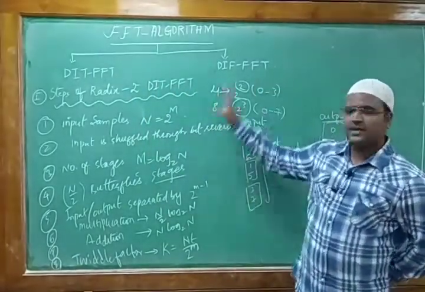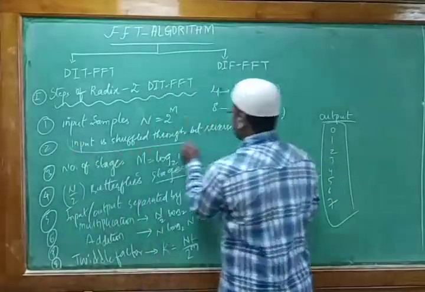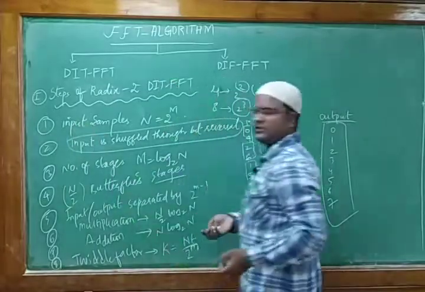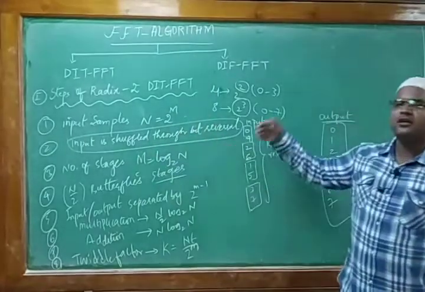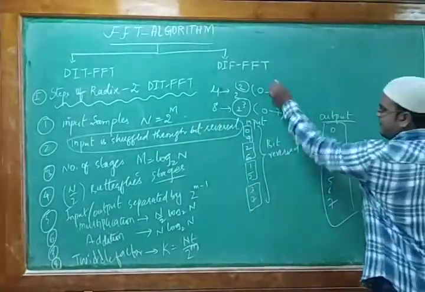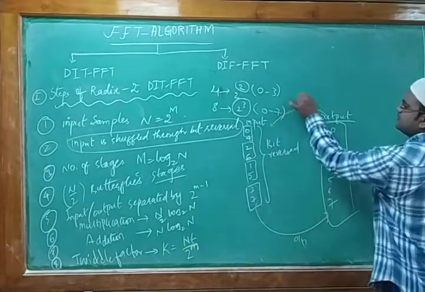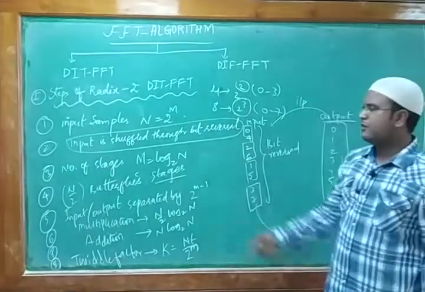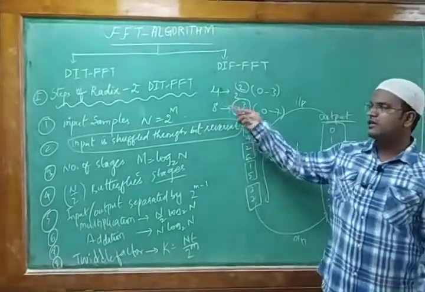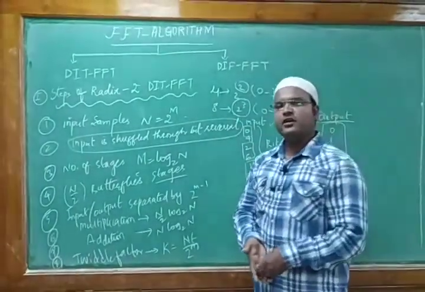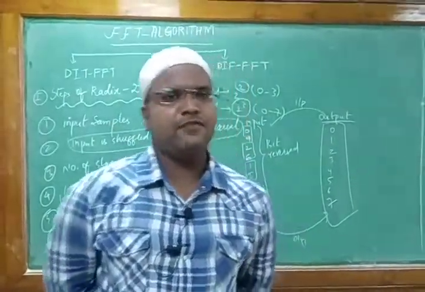For DIF FFT, the same thing. Only what is the change? We need to look into it. Input should not be shuffled. Input should be in normal order. Output is in shuffled order. That means for DIF FFT, this has become the output and this has become your input. That is quite vice versa for DIF FFT. Remaining all steps are exactly the same as you proceed with DIT FFT. So this is the way the steps have been designed for your DIT FFT and DIF FFT algorithms.